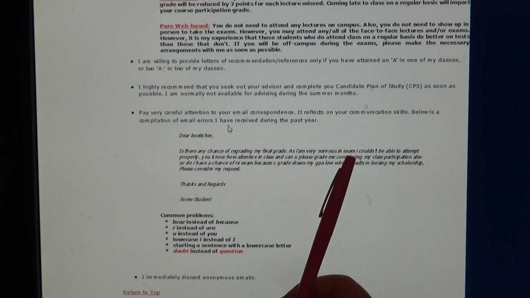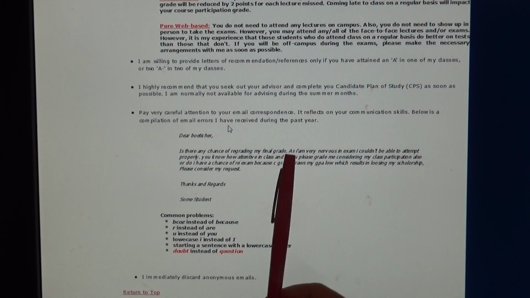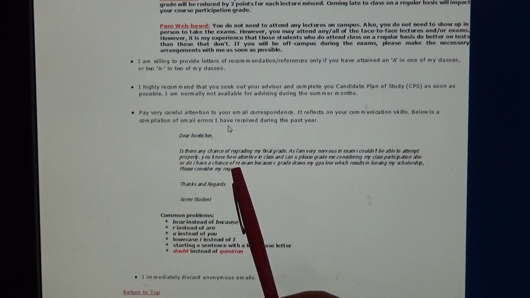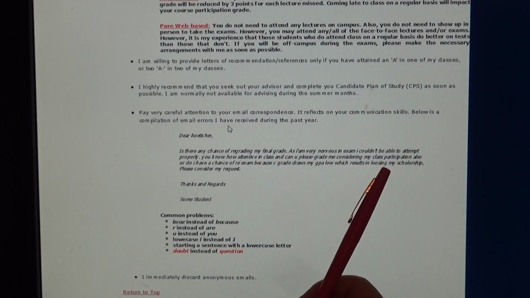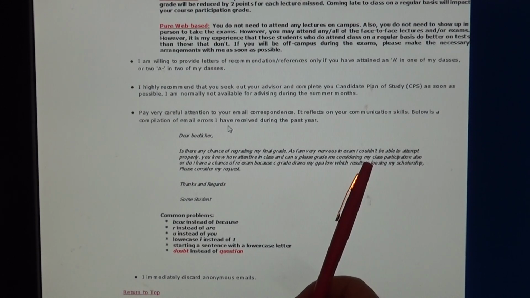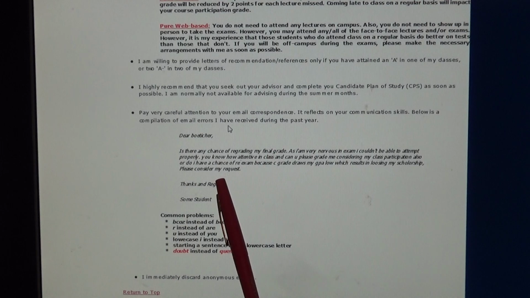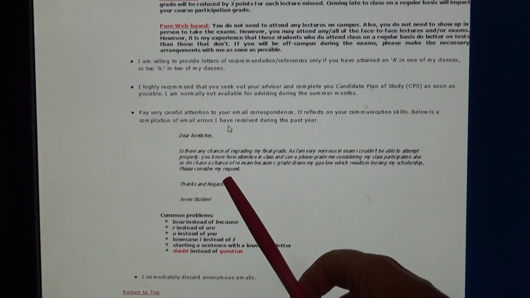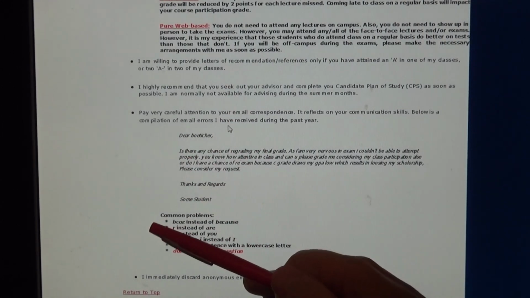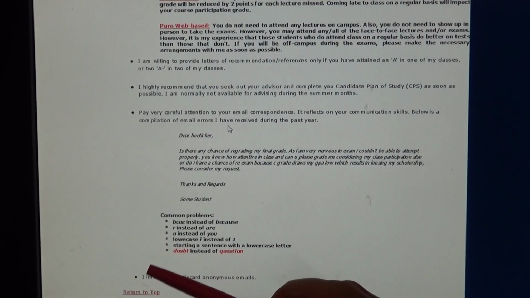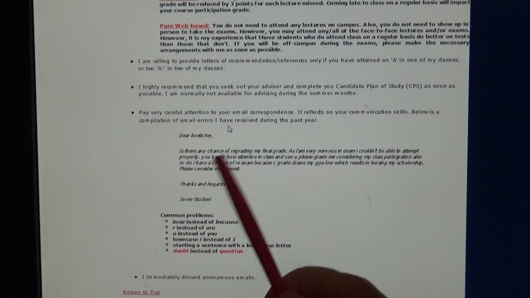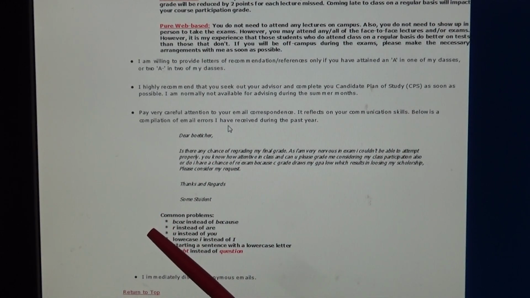So it's like a run-on sentence, with a lot of grammar problems, a lowercase u, a lowercase i. Also: "Do I have a chance of re-exam because C grade drives my GPA low, which results in losing my scholarship." So I misspelled that, and there are too many O's in "losing" here. "Please consider my request, some student." So when I see things like that, it makes me not take somebody's intellectual capacity very seriously. Also, I've had students write for TA positions and write careless letters, and I think, if you're that careless to write to me, how the heck are you going to be a TA?